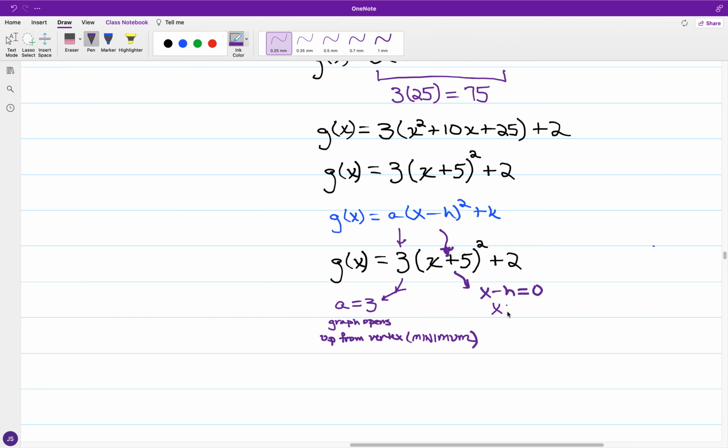Okay, so just kind of restating here. You've got the vertex at -5, 2. And again, the graph opened up from the vertex, and we said that the vertex is the location of the minimum.